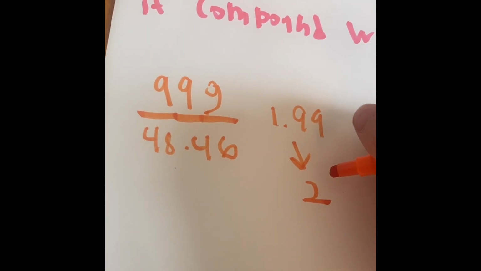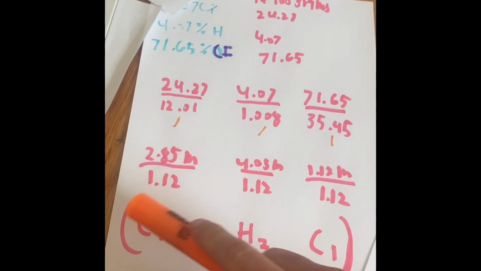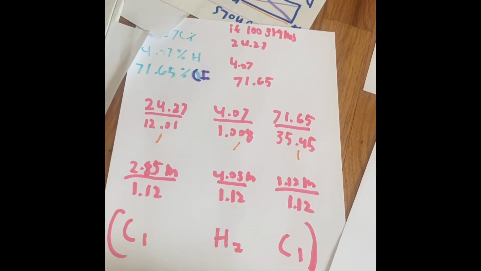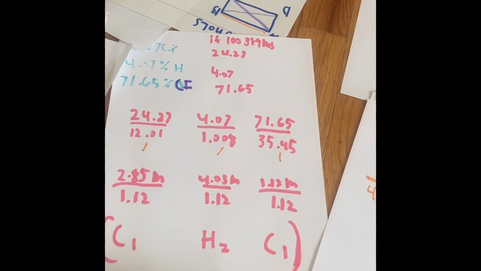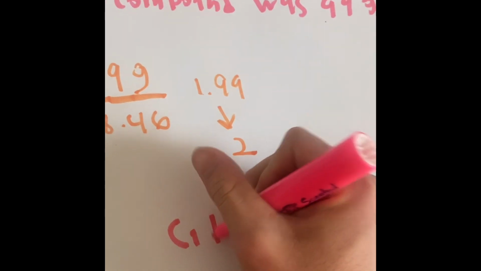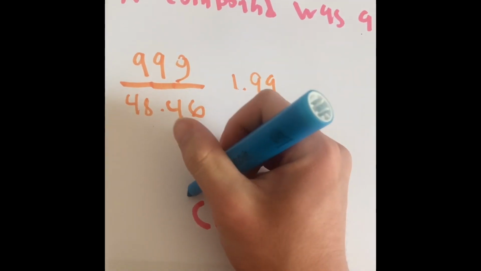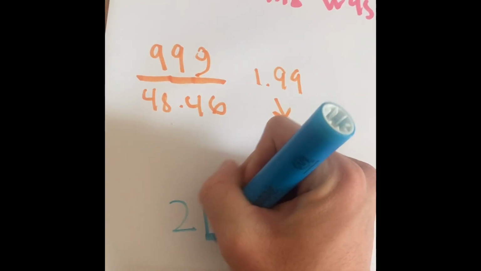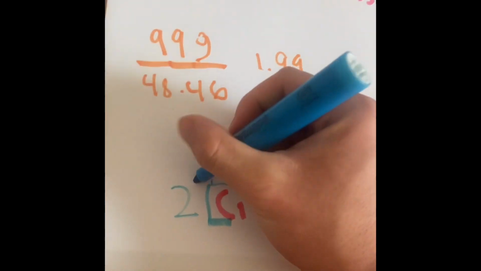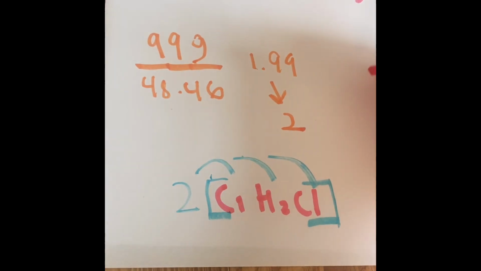So what that 2 represents is we are going to have to change our answer: 1 carbon atom, 2 hydrogen atoms, and 1 chlorine atom. If that was for 100 grams, how much would there be if we had 99 grams? So let's rewrite the formula: C1H2Cl1. That number 2 is indicating that we have to multiply everything by 2, as if you were doing the distributive property in mathematics. So now it becomes our empirical formula.